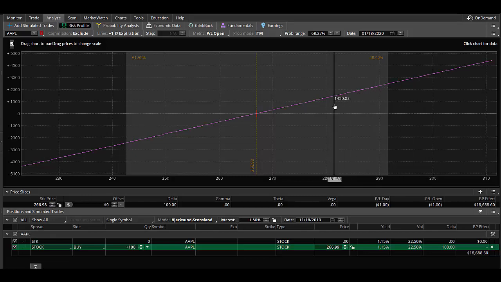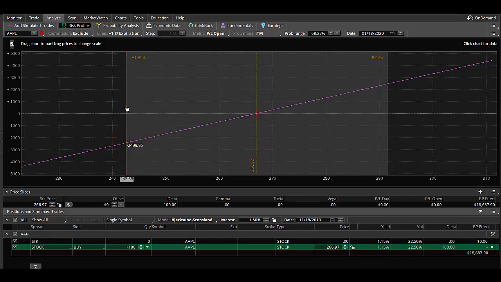Now let's look at what the downside would look like. What if price were to move down to 260? I'd be down $700. If it moved down to 250, I'd be down $1,700. What if it came out here, the edge of this shaded area? I'd be at almost $2,500 down.